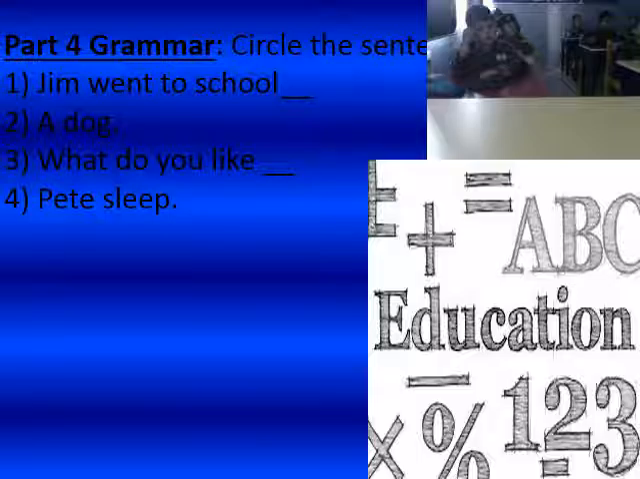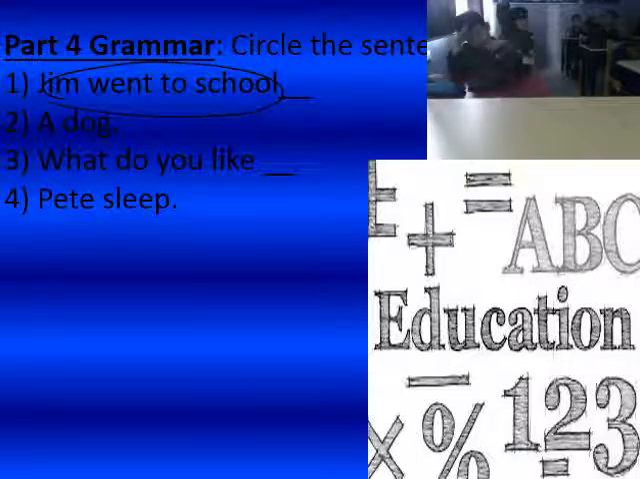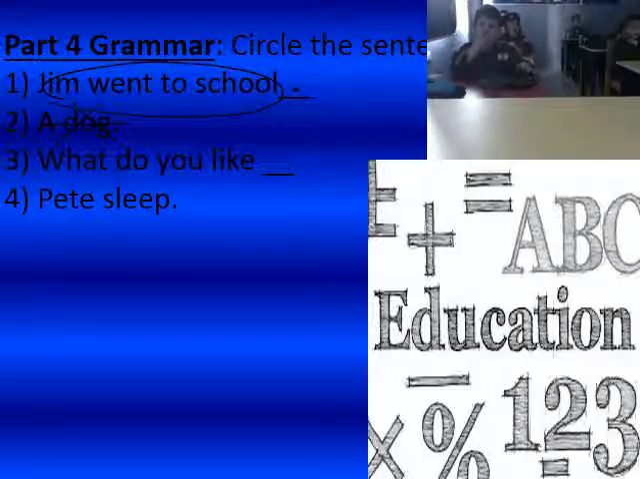All right. Let's circle the sentence. Which one of them is the sentence? Let's read. Jim went to. Is this a sentence? Yes. Let's circle the sentence. Do we put a period or a question mark? Who says period? Raise your hand. Period. Yes, you put a period. A dog. Is that a sentence? No. Good. Is it a sentence? No.